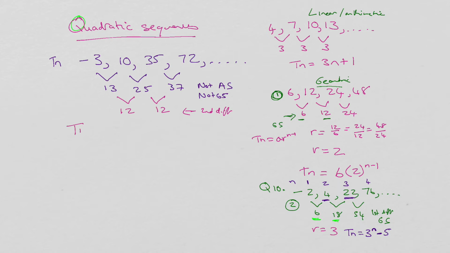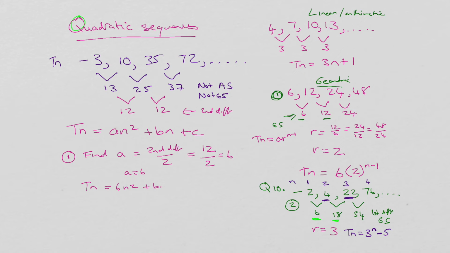The formula for a quadratic sequence is an squared plus bn plus c. That should sort of make sense because quadratic means something squared, so there's your square. A is not your first term, unfortunately. So that's a difference between this and the other sequences. But you are going to find A first. So the first thing you're going to do is find A. A is always, without any exceptions, the second difference divided by 2. So the second difference for this one is 12. 12 divided by 2 is 6, and A is equal to 6. So we know that our sequence is 6n squared plus bn plus c.